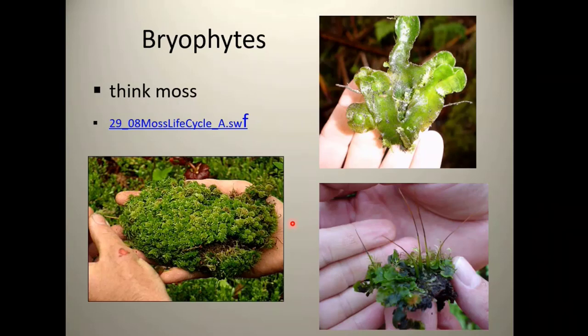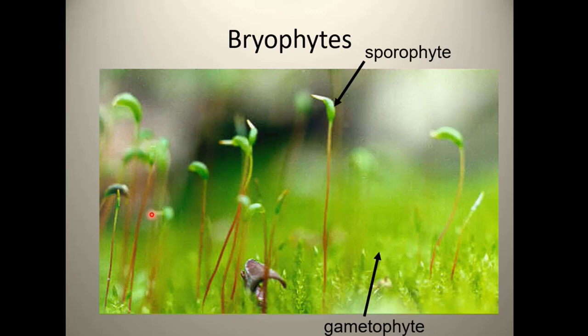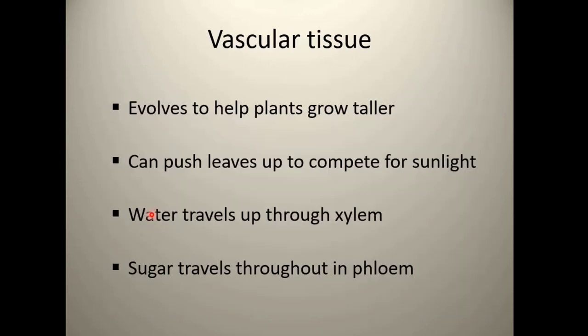Then here's the picture I was talking about, bryophytes. Mostly these bryophytes you find in damp, moist areas on land. How do they reproduce? The sperm will swim through the water to reach the egg of that gametophyte. It's the same procedure that we were explaining in that graphic representation. This is another picture of a bryophyte showing a sporophyte.